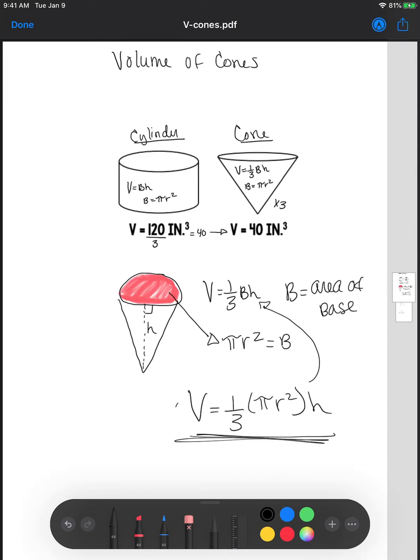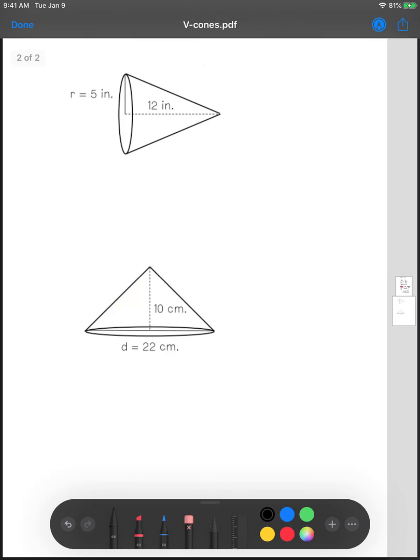All right, so let's look at an example. Here's our cone. Remember, area of the base times height. And in this case, it's a circle, so it is big B equals pi r squared, where r is the radius. If we remember, we've been working with that. And so 12 is our h, and r is 5. So all we're doing is plugging it in now.